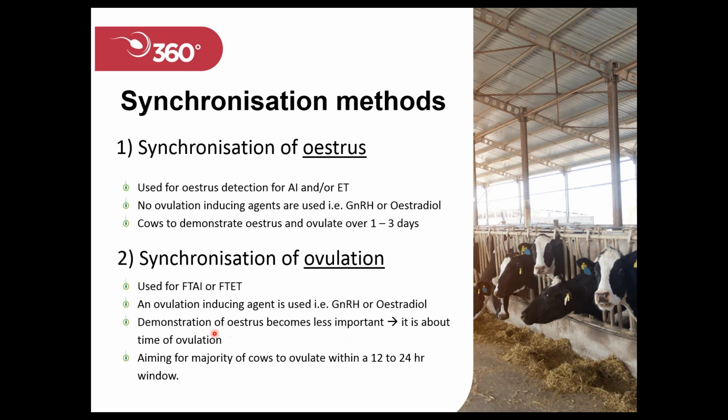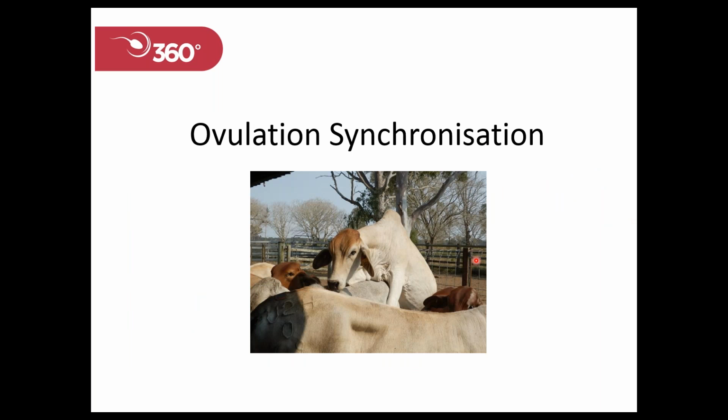In these programs, the demonstration of estrus or behavioural heat becomes less important. It is more about that time of ovulation. In these programs, we're aiming that these cows will ovulate within a 12 to 24-hour window. And this gives us a nice tight window to enable fixed time AI or fixed time embryo transfer. So I'll now walk you through ovulation synchronization.